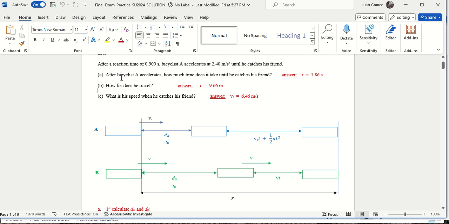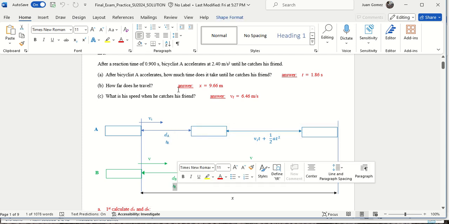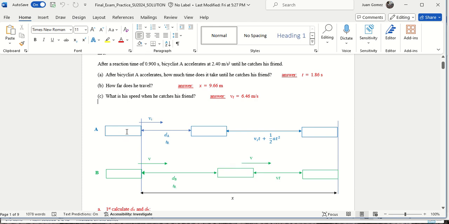And so remember, how do we set this up? Well, notice here's bike A moving at some v initial, which we know. Here's bike B moving at the constant speed of v. Well, during the reaction time, each bike is going to move a certain distance during that same reaction time. I'll call it TR. I'm going to call the distance that A moves during that reaction time dA. The distance that bike B moves during that same reaction time, that's dB.